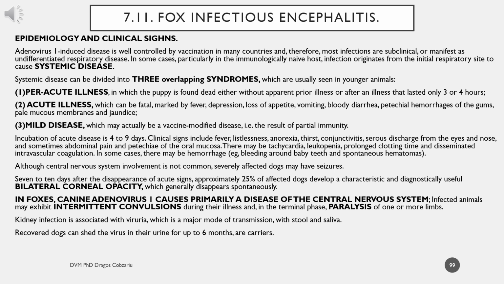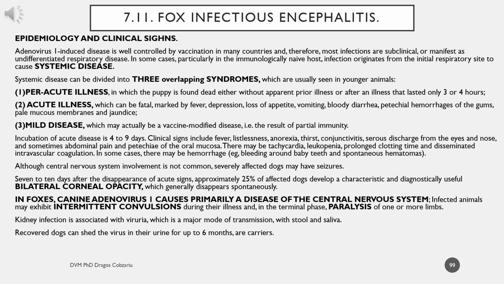2. Acute illness, which can be fatal, marked by fever, depression, loss of appetite, vomiting, bloody diarrhea, petechial hemorrhages of the gums, pale mucous membranes and jaundice. 3. A mild disease, which may actually be a vaccine-modified disease, i.e., the result of partial immunity. Incubation of acute disease is 4 to 9 days. Clinical signs include fever, listlessness, anorexia, thirst, conjunctivitis, serous discharge from the eyes and nose, and sometimes abdominal pain and petechiae of the oral mucosa.